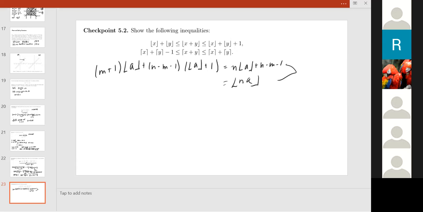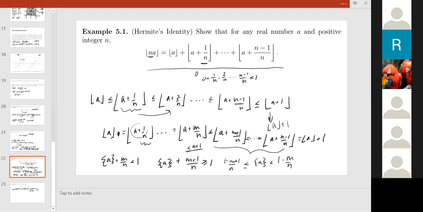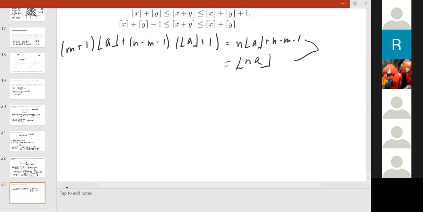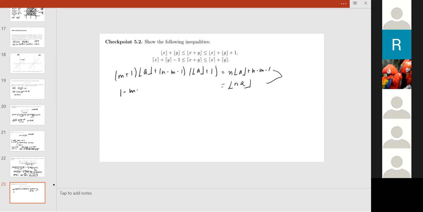So we got this inequality here, so now we're going to use this. So we had 1 minus m plus 1 over n less than or equal to the fractional part of a. So let's multiply both sides by n. We have n minus m plus 1 less than or equal to n times the fractional part of a, which is less than n minus m.